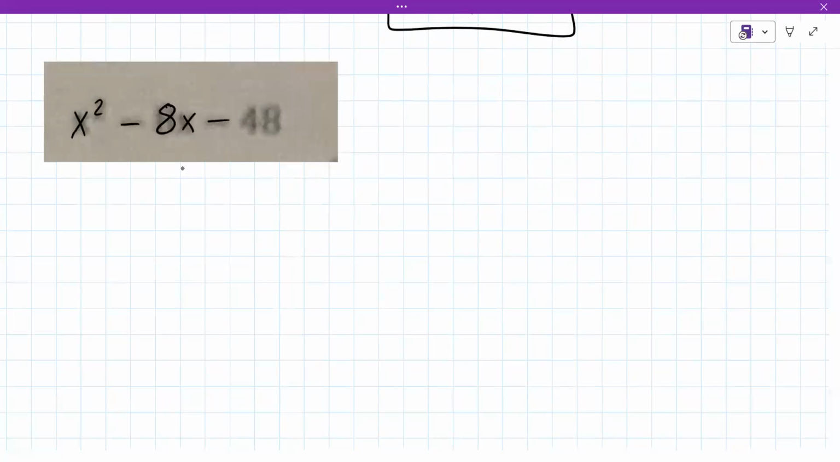Okay, so this one's a little bit different. You're looking for two numbers that multiply to negative 48 but add to negative 8. Oh, so you make like a tree. You make a tree, yes. So x squared minus 8x minus 48.